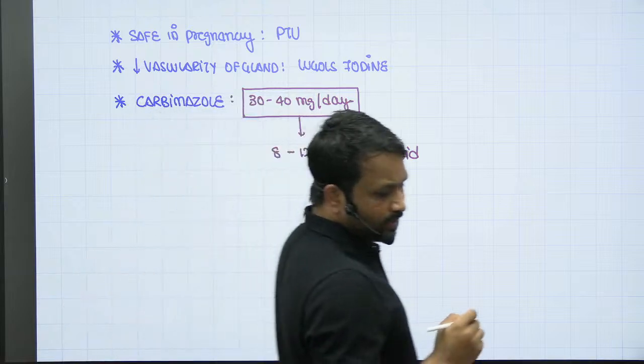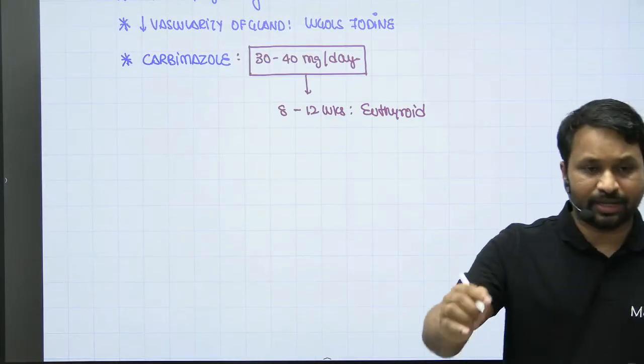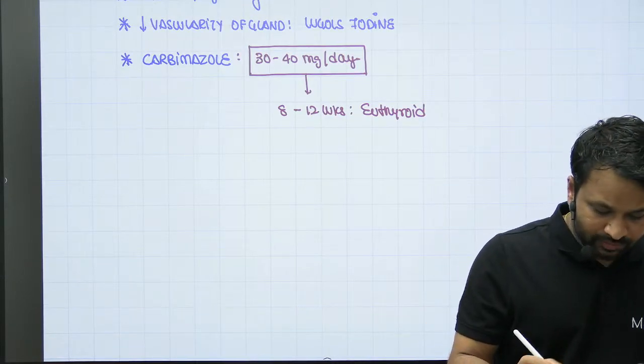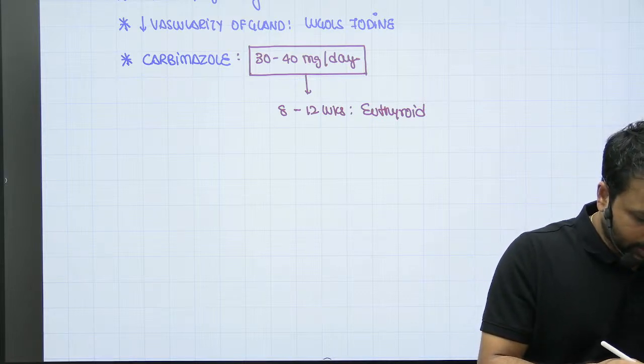Okay? So you give Carbimazole at 30 to 40 milligrams per day, and then within 8 to 12 weeks, the patient is going to become euthyroid, right?